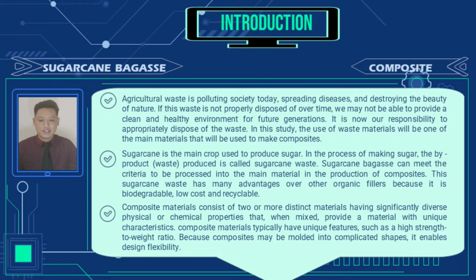Composite material consists of two or more distinct materials, having significantly diverse physical or chemical properties that, when mixed, provide a material with unique characteristics. Composite materials typically have unique features, such as a high strength to weight ratio. Because composite may be molded into complicated shapes, it enables design flexibility.